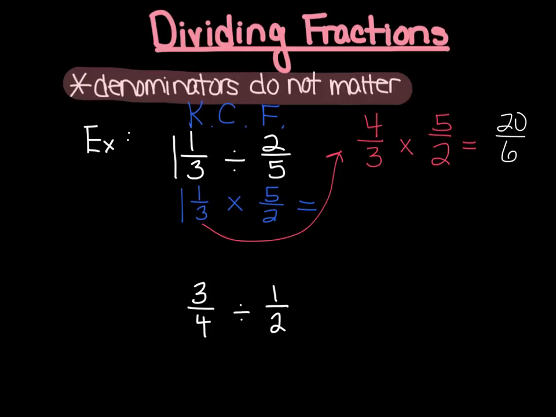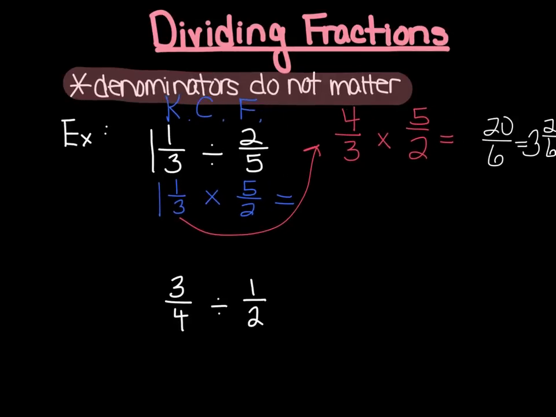We do not like to leave our answers improper, so we are going to convert this to a mixed number. 6 goes into 20. 6 times 1 is 6. 6 times 2 is 12. 6 times 3 is 18. 6 times 4 is too much. So 3 times 18, 19, 20 with 2 left over.